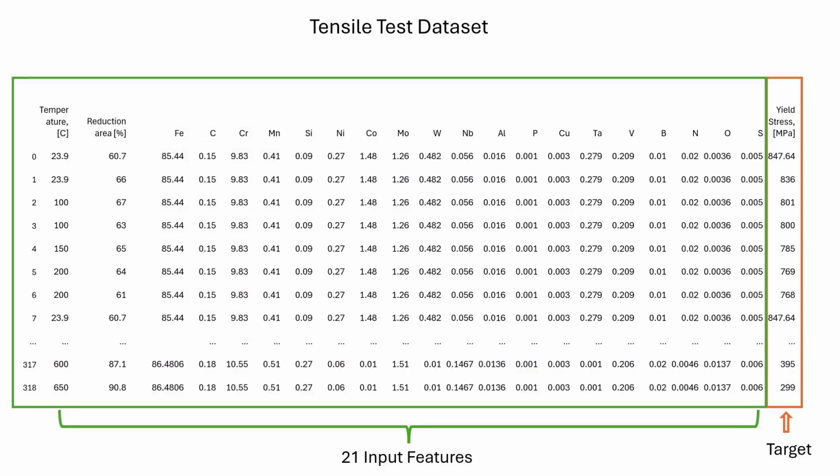The dataset we're using includes 21 input features derived from stainless steel tensile test experiments. The output we want to predict is yield stress, measured in megapascals. This high-dimensional input space makes it a great candidate for machine learning models that can handle nonlinear relationships.